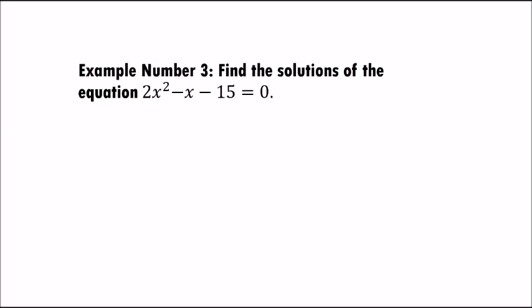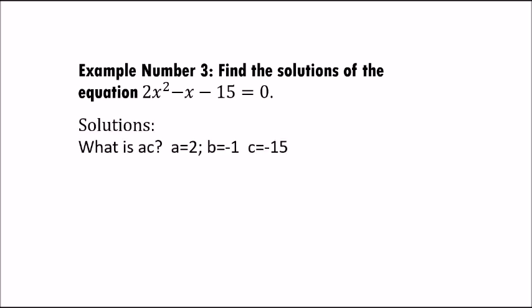We have also our example number 3. Find the solutions of the equation 2x squared minus x minus 15 equals 0. So, kung napapansin nyo kasi, dito sa ating A, meron siyang coefficient na 2, which is hindi natin pwedeng i-divide sa kanilang lahat kasi hindi divisible by 2 ang ating B at saka ang ating C.